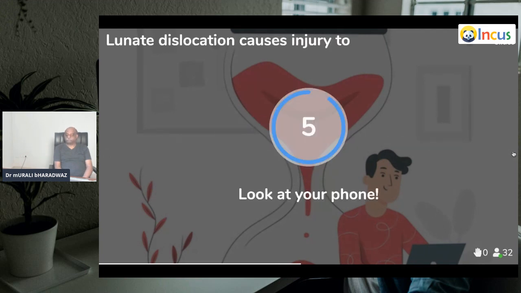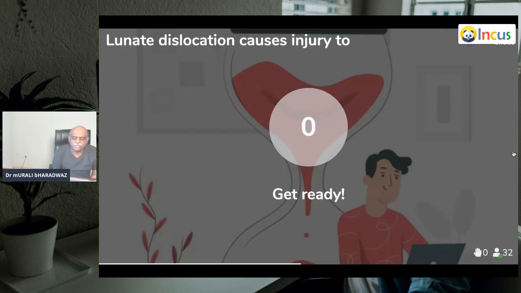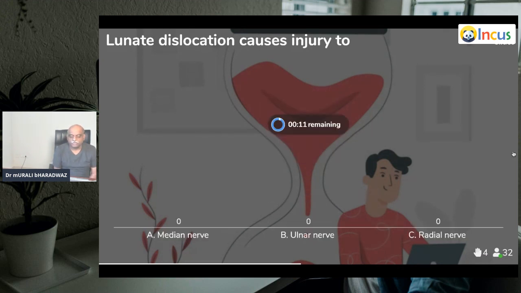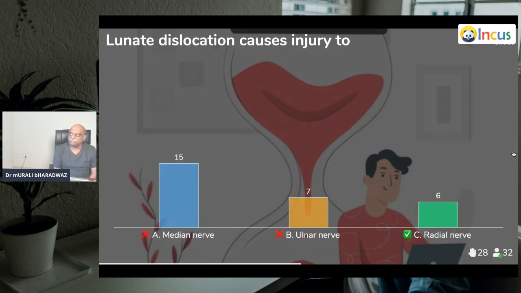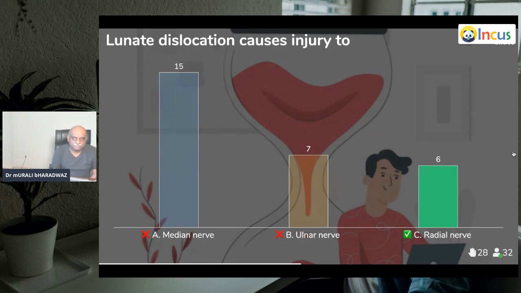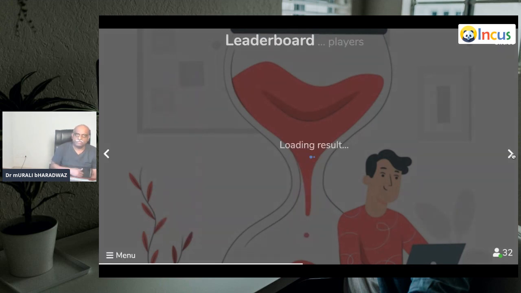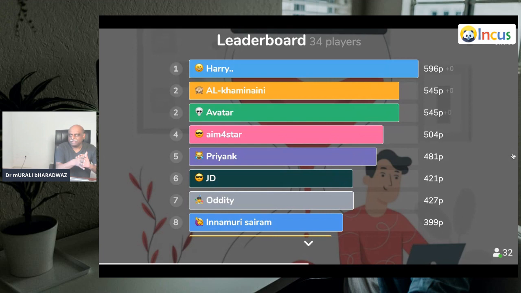Question number 12. Lunate dislocation. It leads to injury to which nerve? So, questions look simple, but you need to have revision perfection. Absolutely. Lunate dislocation leads to injury to the median nerve. So carpal tunnel, median nerve, you should remember.